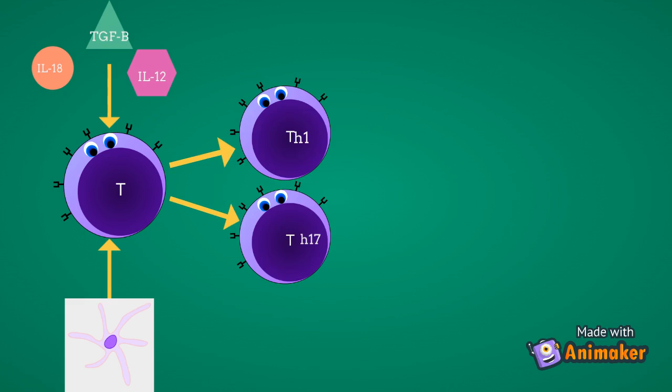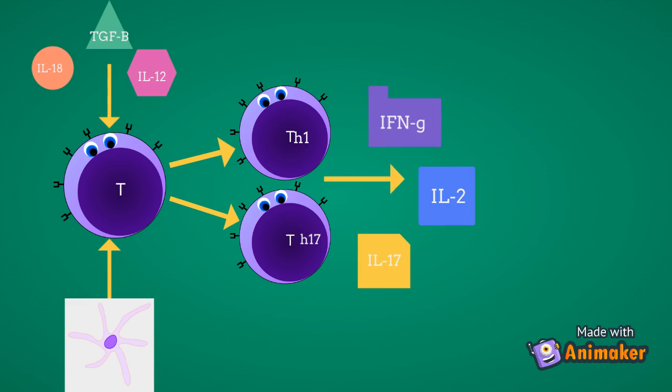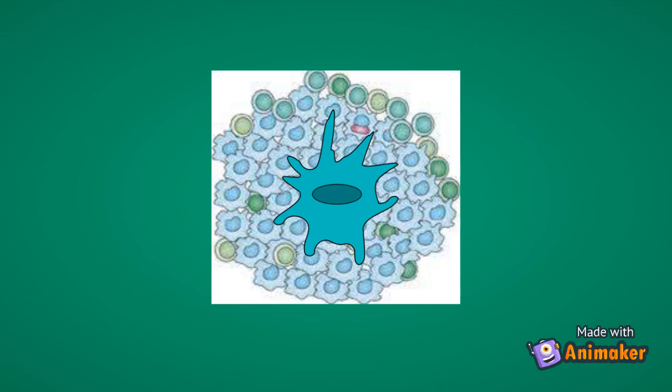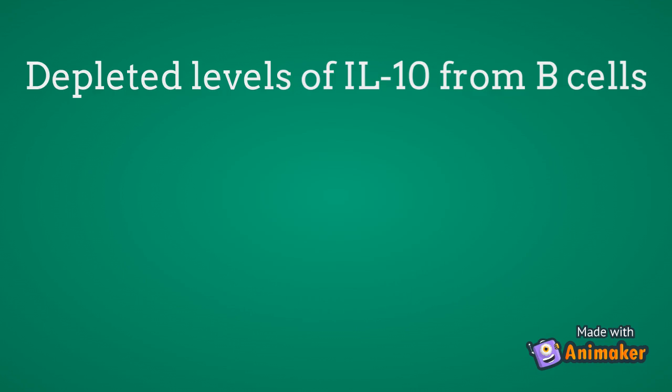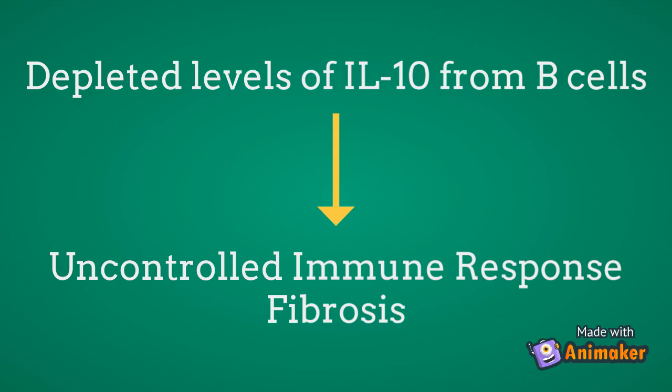The activated Th1 and 17 cells further promote inflammatory processes through the release of cytokines, which contribute to granuloma formation. Macrophages at the site of infection that have yet to differentiate into epithelioid cells continue to secrete chemokines, which attract more Th1 and 17 cells and monocytes. While all of this is occurring, there are also depleted levels of IL-10 being secreted by B cells, which contributes to the uncontrolled immune response and development of fibrosis.